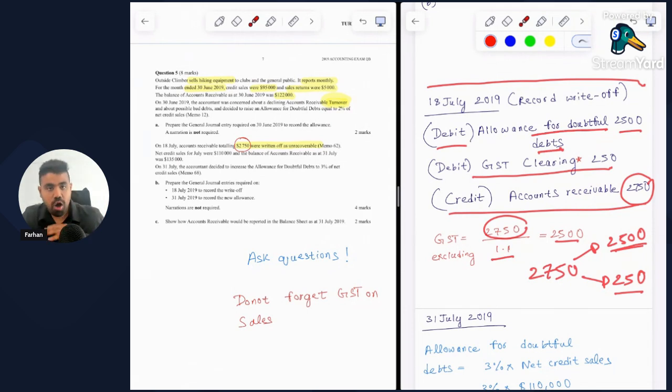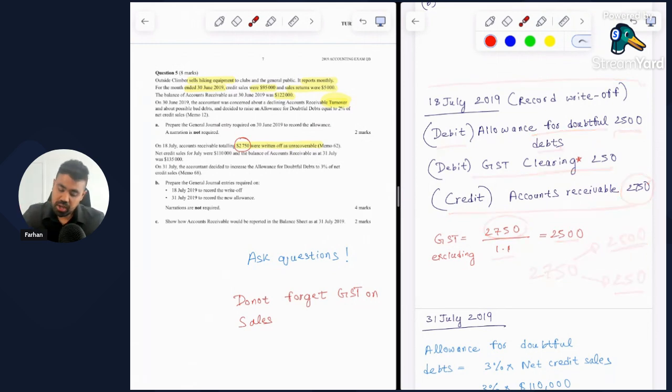So that is why, to offset this against the previously stored credit amounts, we have to debit the allowance for doubtful debts account by $2,500. Okay, so the final entry is to debit the allowance for doubtful debts by $2,500, we debit the GST clearing by $250, and we credit the accounts receivable by $2,750.